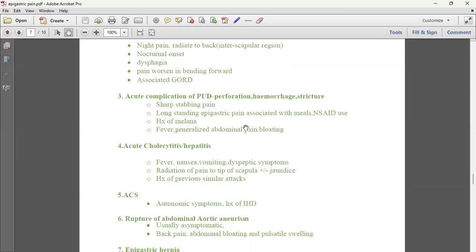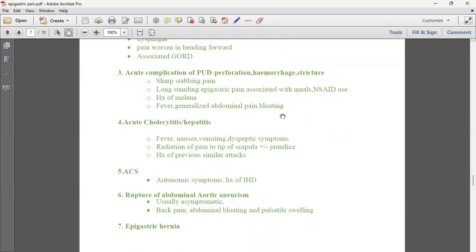Another important differential for acute epigastric pain is an acute complication of peptic ulcer disease. We discussed this earlier. There is sharp stabbing pain, and also a long-standing history of epigastric pain associated with meals or NSAID use, and a history of melena. When there's an acute peptic ulcer disease event, usually they present as an acute abdomen. So you can ask for features like fever, generalized abdominal pain, bloating, things like that.